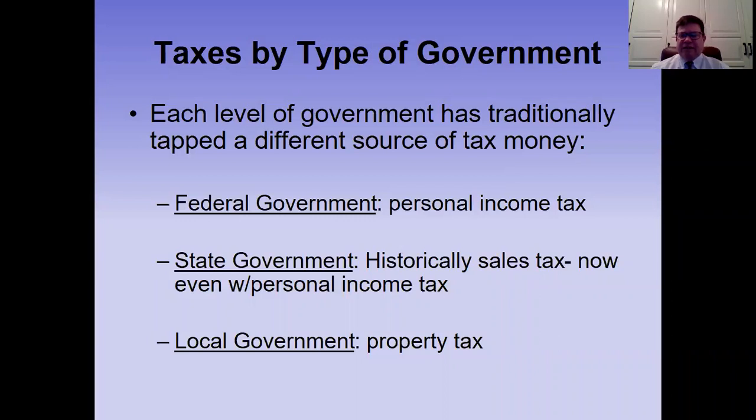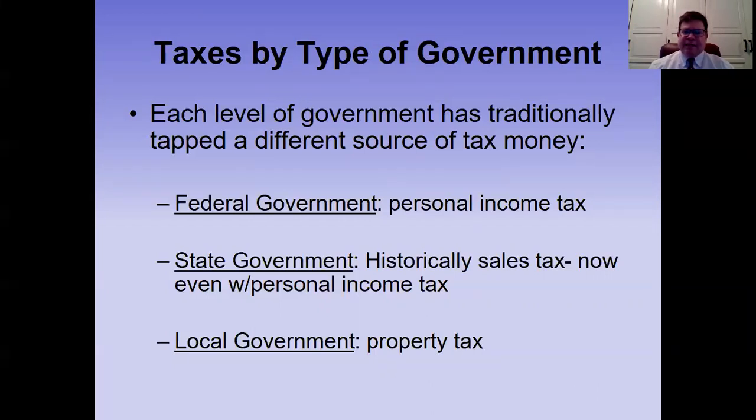But in general, at least since the passage of the 16th Amendment in the early 1900s, the largest source of revenue for the federal government has been the personal income tax. As we take a look at state government, historically it's been the sales tax. In other words, the amount of money that you pay on a product when you buy it. For example, in Pennsylvania, the sales tax is 6%. Most products are taxed on that except for food products and basic necessities.